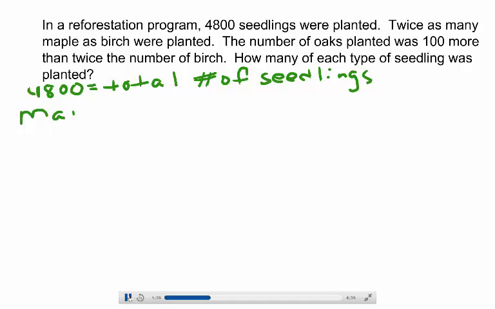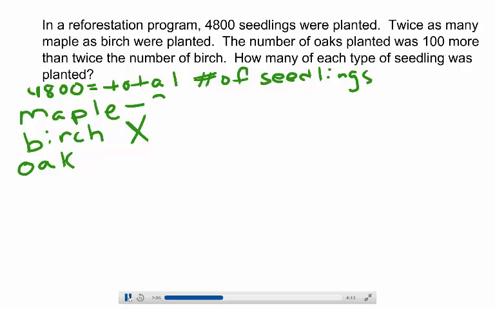So here's what I know. I have maple, birch, and oak. I know a little something about maple. I know a little something about the oak. I don't know anything at all about the birch trees. I'll let that be X, my unknown. I have no idea how many birch trees there are. I do know that the maple is twice the number of birch. And I know that the oak trees are twice the number of birch plus 100 more.